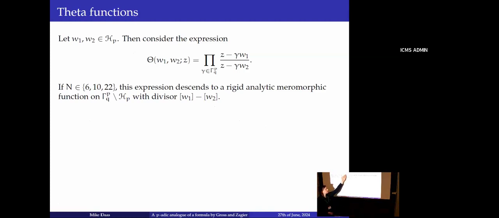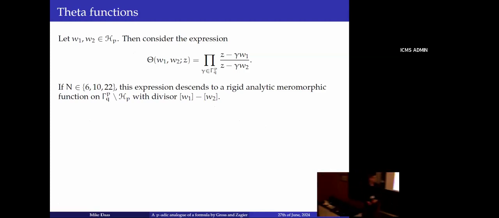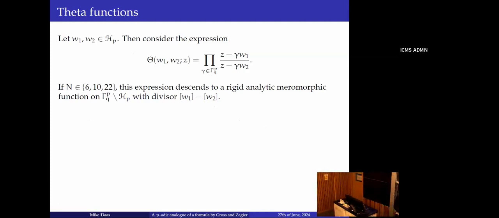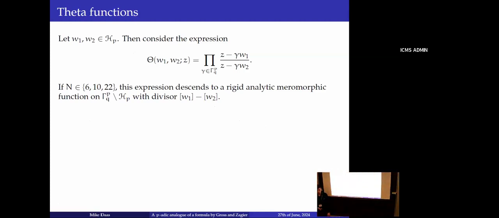And you get these things called theta functions. And in general, they transform with some kind of automorphy factor, but in the genus 0 case, they actually descend to honest, rigid analytic meromorphic functions on this quotient. But sort of by construction, their divisor is just W1 minus W2.